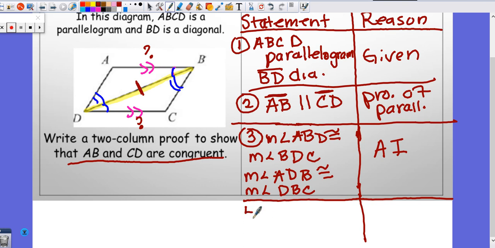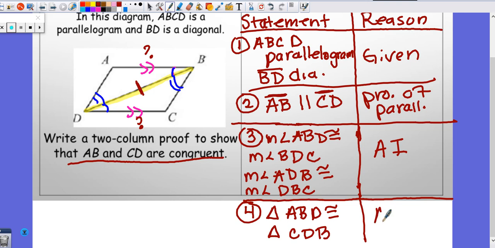Now that we have those alternate interior angles taken care of, now we can say that triangle ABD is congruent to triangle CDB. And I'm going to check my letters, make sure I'm right. A matches C, B matches this D down here, and this D matches this B up here. Okay, and we have angle, side, angle.